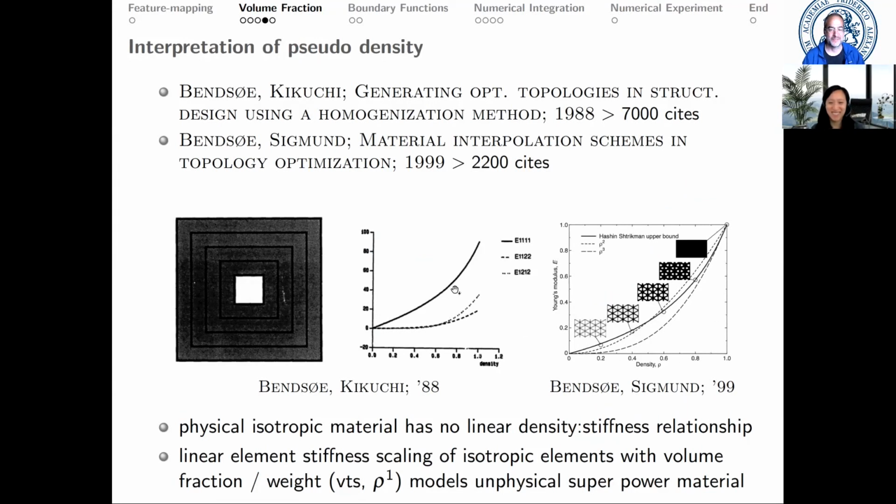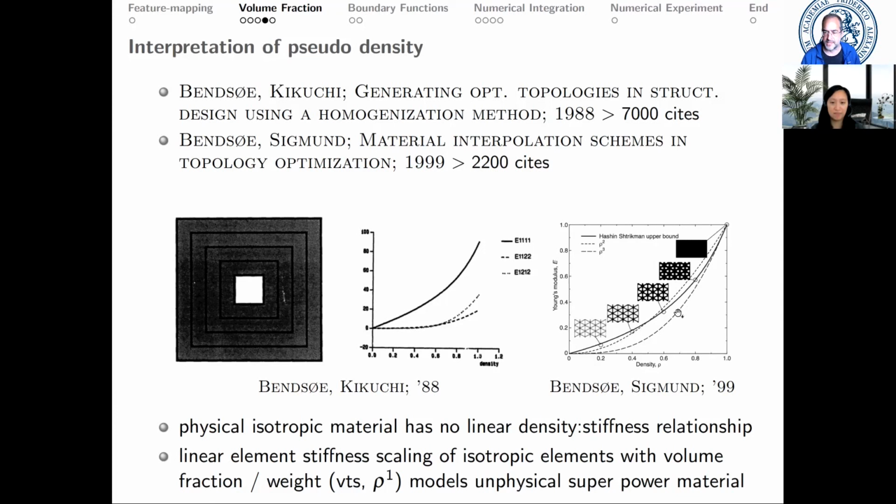And in '88, Martin Bendsøe and Noboru Kikuchi analyzed these porous structures with mathematical homogenization and observed what our material tensor coefficients do as a function of the density, the volume fraction. From this, Martin Bendsøe came up with this power law approximation. And in 1999, Martin Bendsøe and Ole Sigmund wrote a very important paper where they really discussed in detail what this material interpolation, this pseudo-density stuff, means at all.